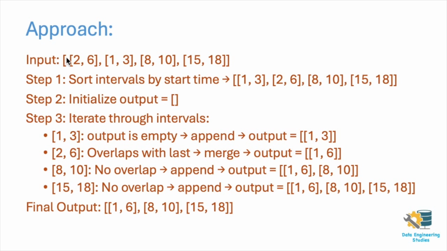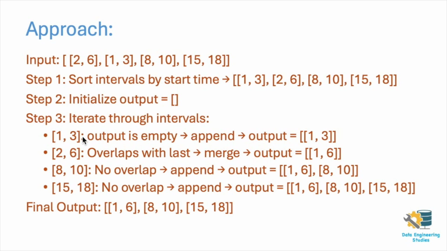Let's assume that our input is 2, 6, 1, 3, 8, 10 and 15, 18. The first step is to sort the intervals by start time. In our list, the first element is our start time, so we are sorting based on the start time. So we have our sorted output as 1, 3, 2, 6, 8, 10 and 15, 18. Next, we will initialize our output list and default it to blank.